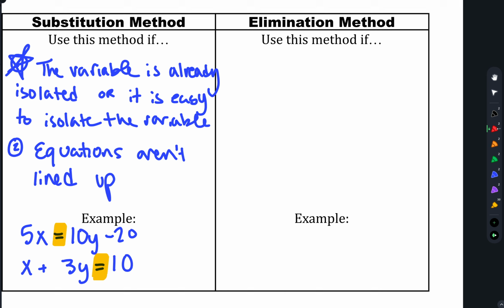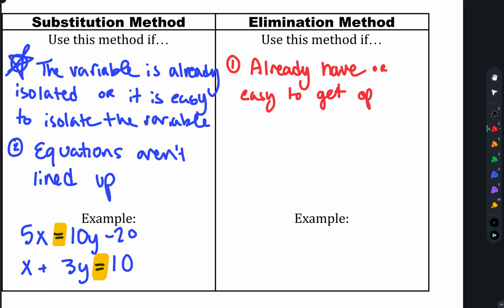Elimination was the last one that we learned. We like to use elimination when it is easy to get opposite coefficients, or we already have opposite coefficients. So already have, or easy to get, opposite coefficients.